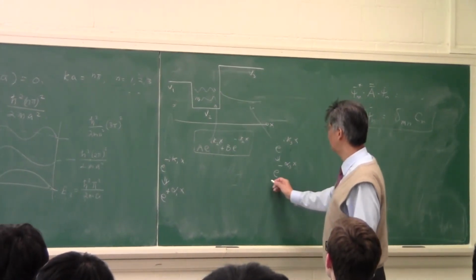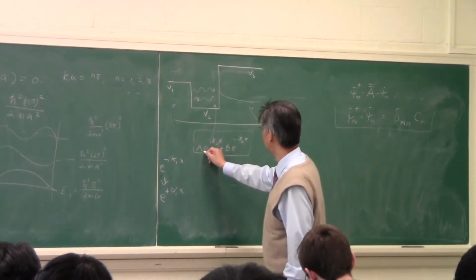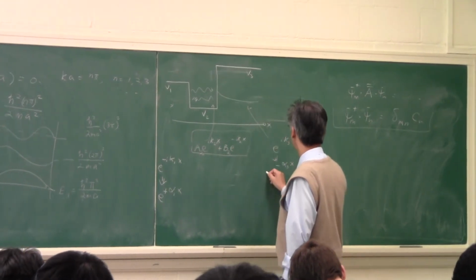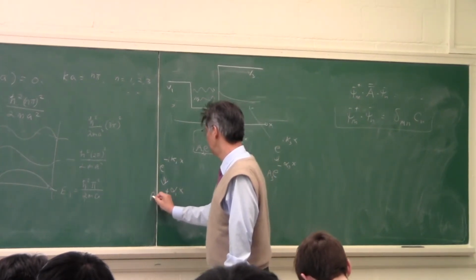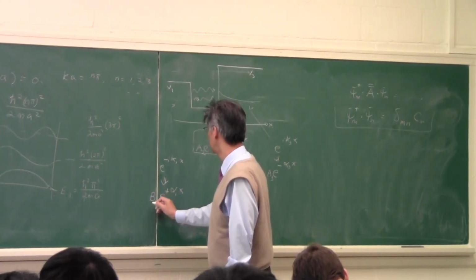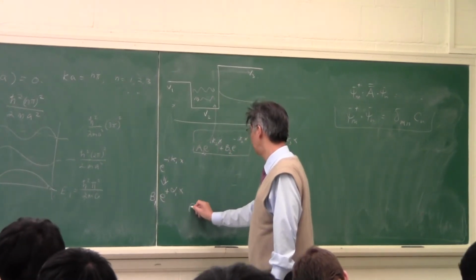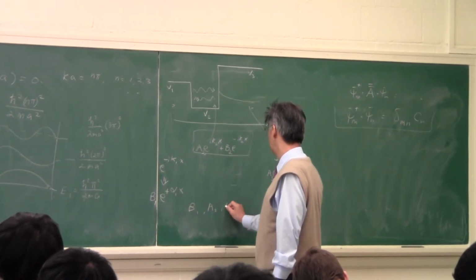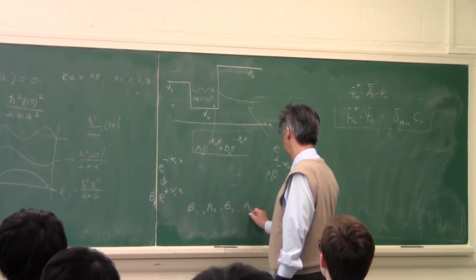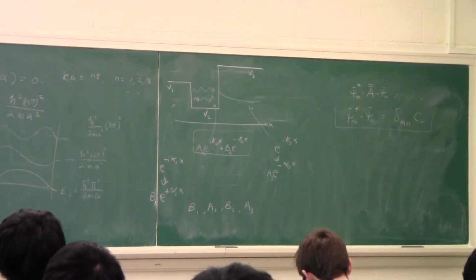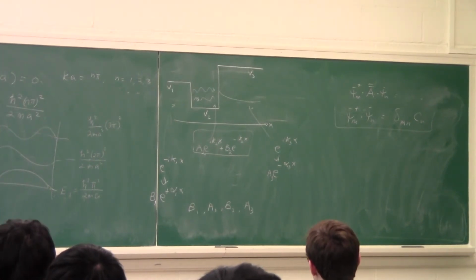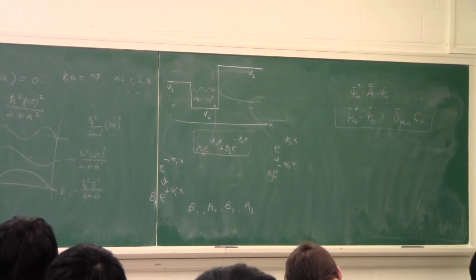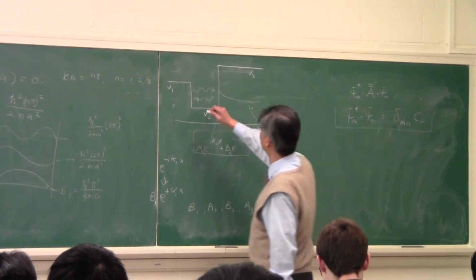So I would assign an unknown here. Maybe I can call this A2, B2. I will call this maybe A3. I will call this B1. So altogether I have B1, A2, B2, A3. I have four unknowns that I need to solve for. How can I solve for these four unknowns? I match boundary conditions. Okay? And I have two boundaries here.